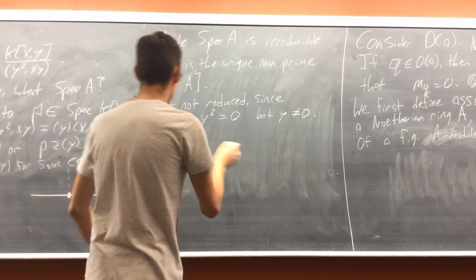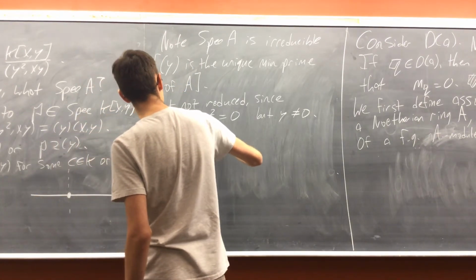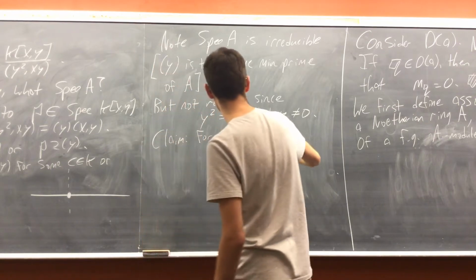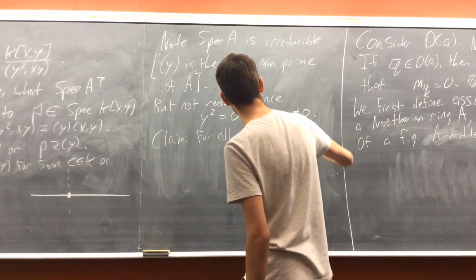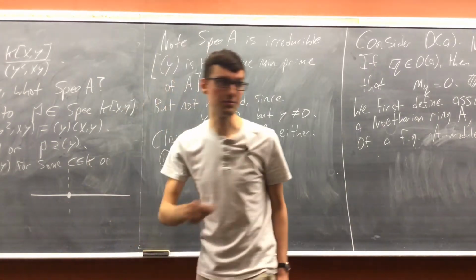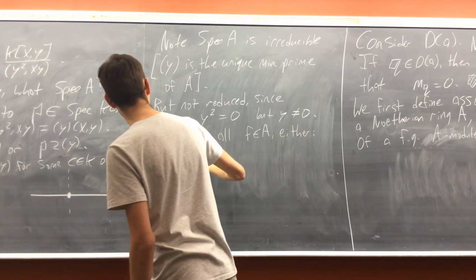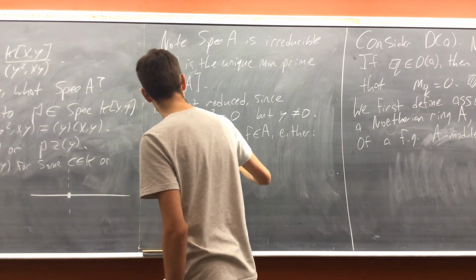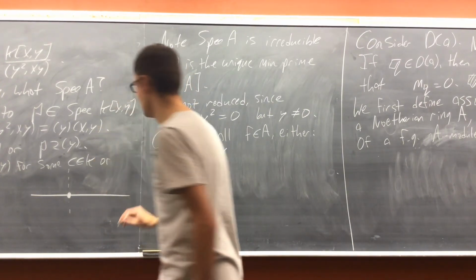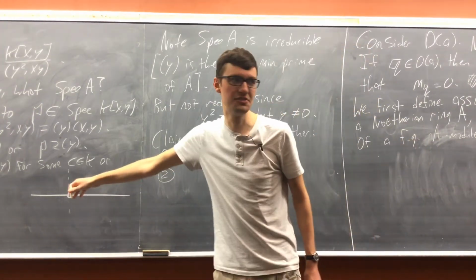So what we want to do is, the claim is, for all elements of this ring, we're going to get one of three possibilities for the support. It could be empty. I can get the origin, which picks up on this doubling behavior.